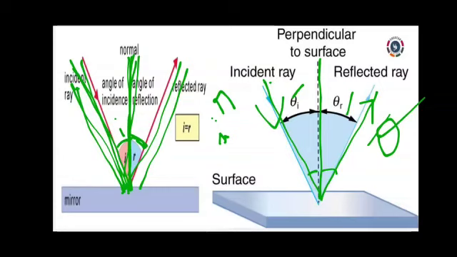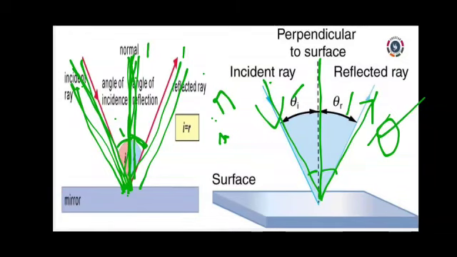Once again, what is the meaning of incident ray? The ray which falls from the light source and hits the reflecting surface is called the incident ray. The reflected ray is the bouncing back of the ray. What is the normal? An imaginary line drawn at the point, perpendicular to the mirror. What is the angle of incidence? The angle between the normal and the incident ray. What is the angle of reflection? The angle between the normal and the reflected ray.